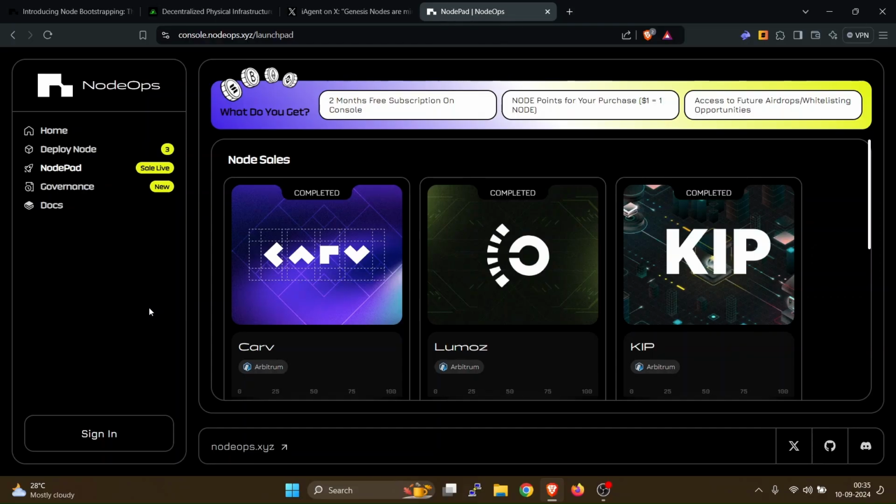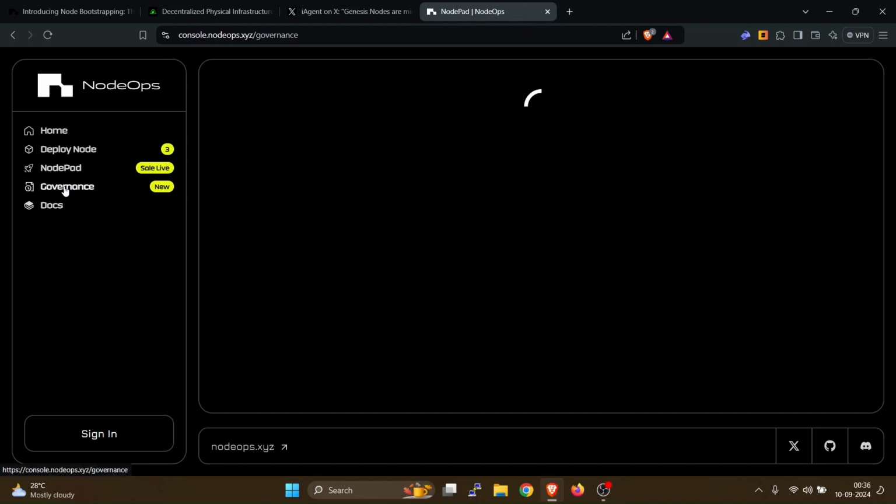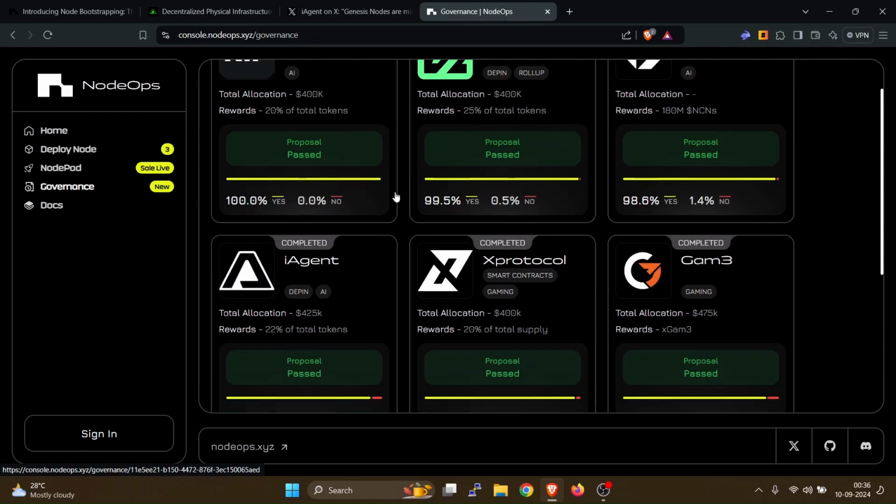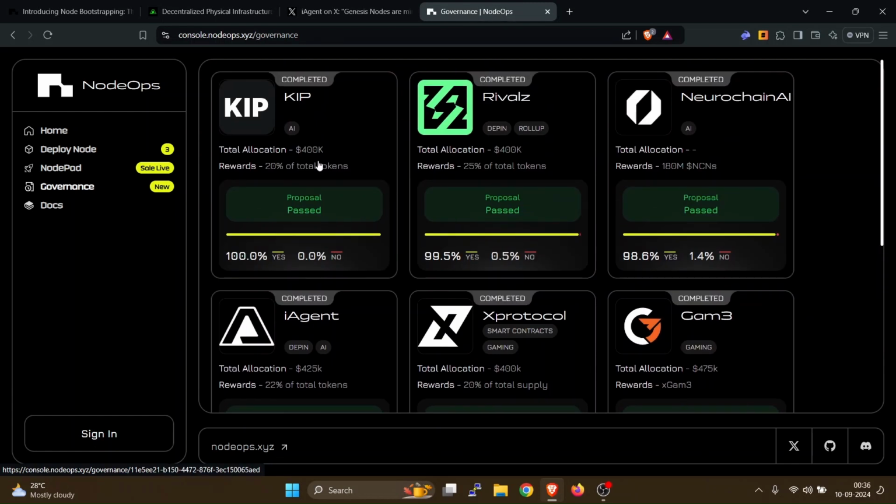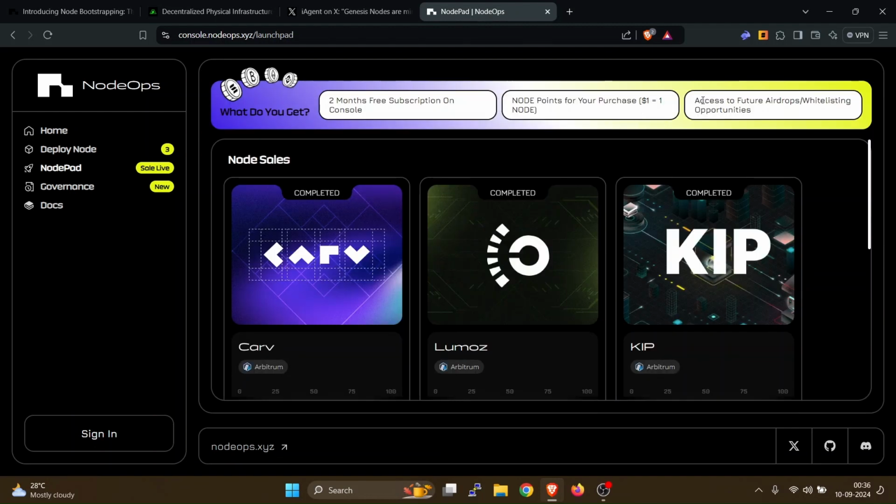Here is another thing. If you buy any node from NodeOps, you can earn node points. Let's say if you're buying $400 worth of nodes, you can actually get 400 points. Those points can be used again for buying and deploying nodes, and they also factor into governance, as you can see here. These are the governance points, where decisions and token rewards can be decided. These points can also be used for airdrops and whitelistings.